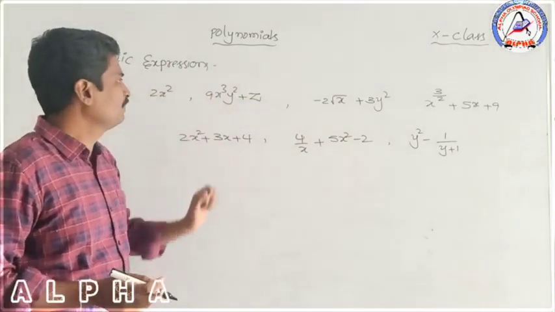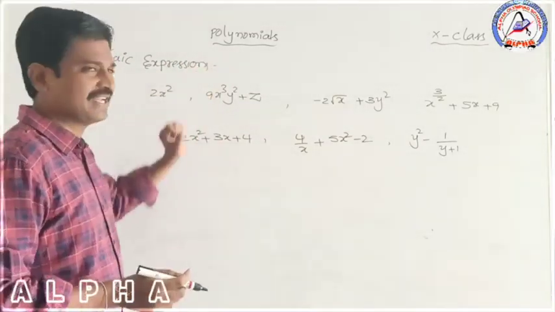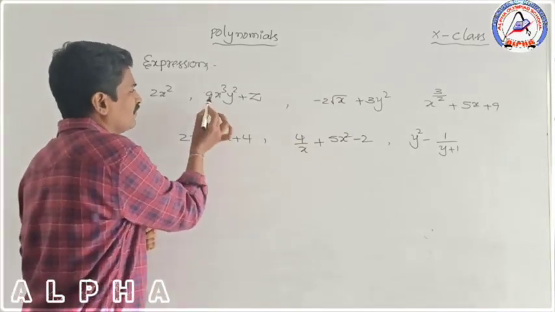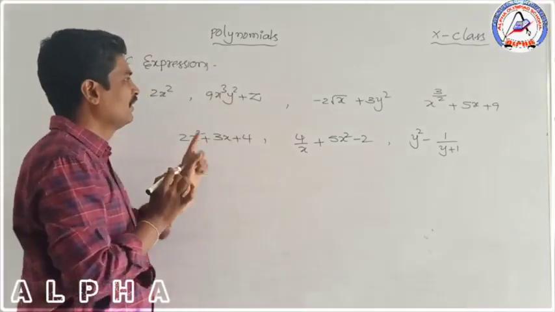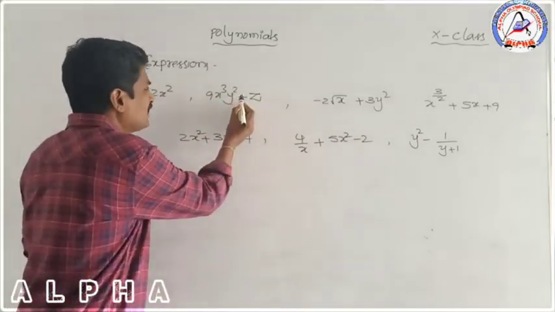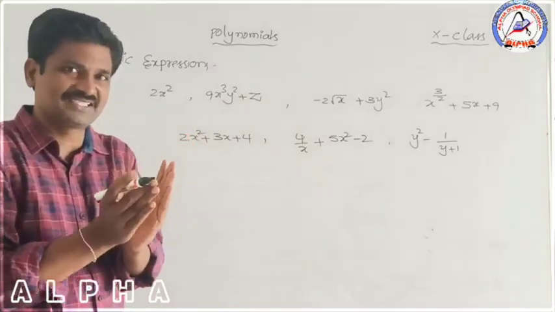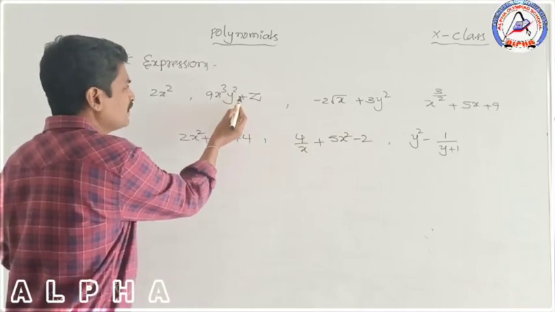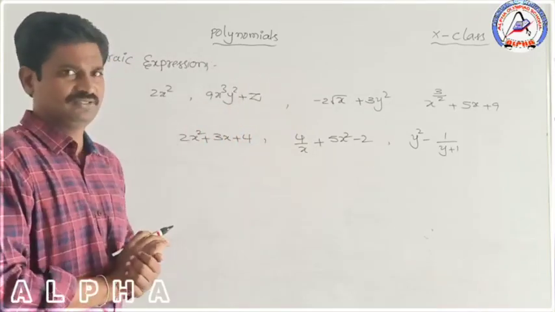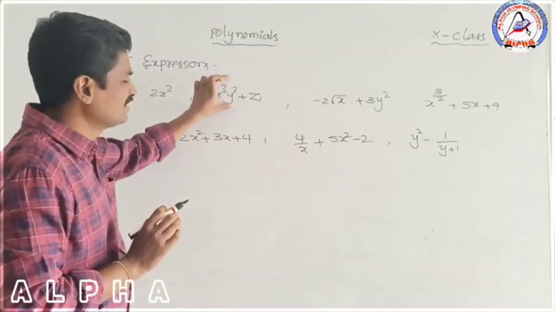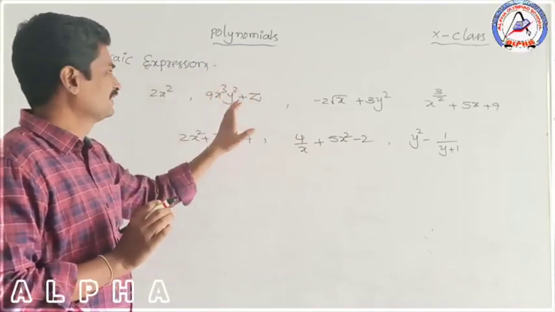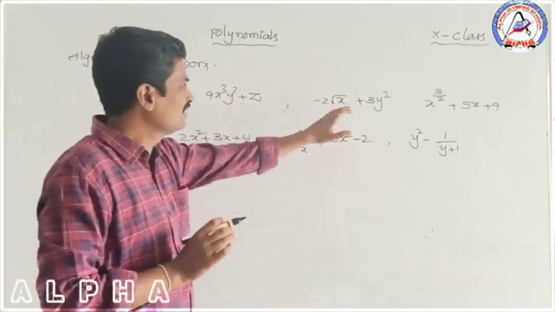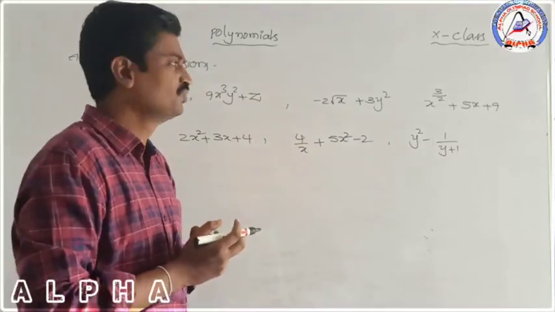Here 9x cubed y squared plus z. This is also an algebraic expression. It contains two terms. Plus or minus divides the terms. So the first term is 9x cubed y squared, and the second term is z. The expression contains two terms, so it is a binomial. Here also the first term is minus 2 root x.